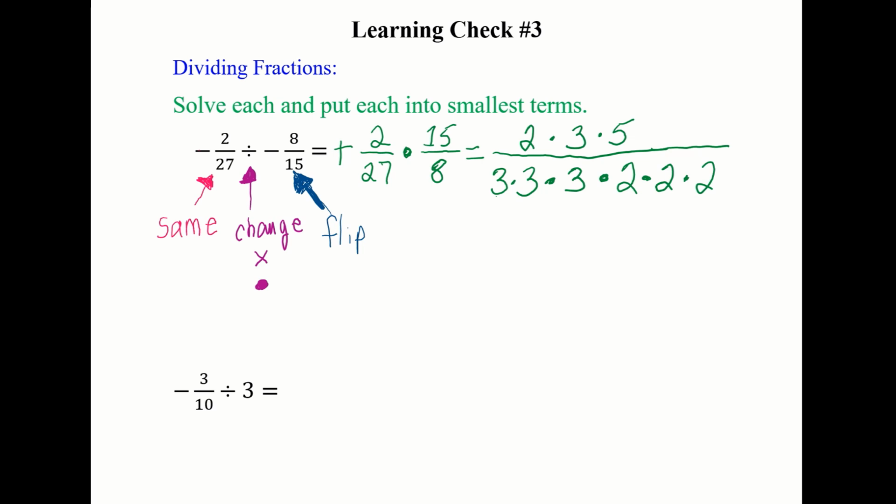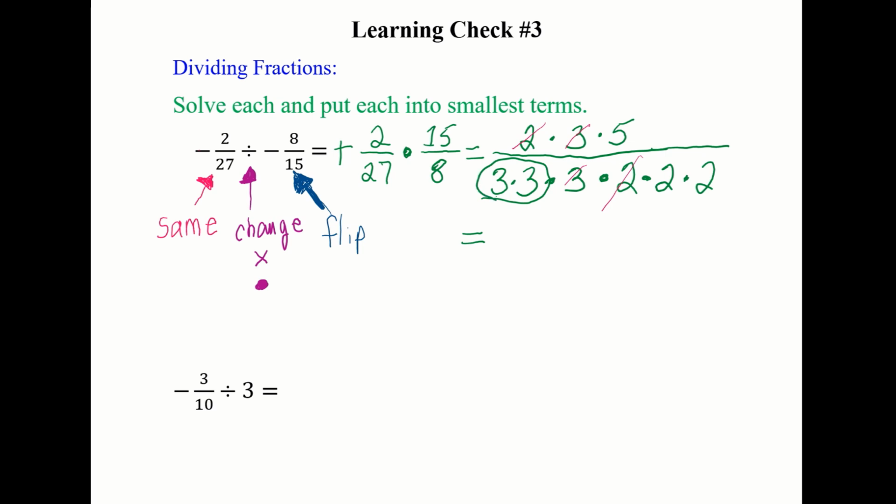Now what we do is we look for the numbers that are the same on the bottom and top, and we can cancel those. Let's mark them out. I have a 2 on top and a 2 on bottom. I can cancel those. Then I have a 3 on top and a 3 on bottom. I can cancel those. Remember, we discussed in class why that happens. It's a cancellation law.